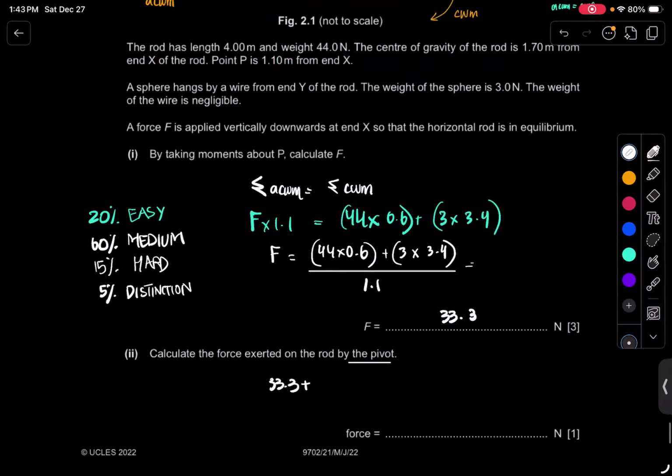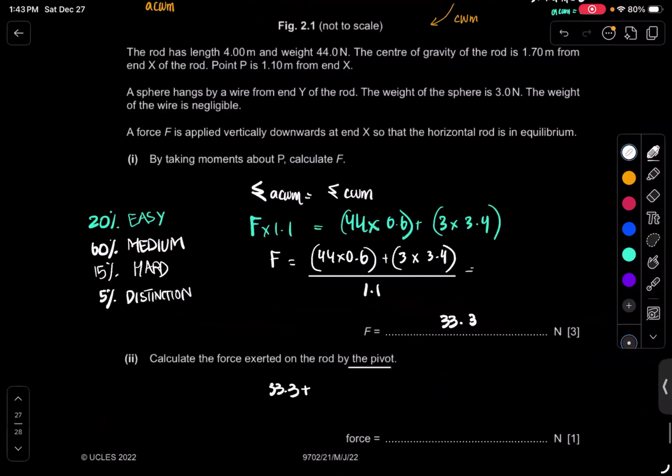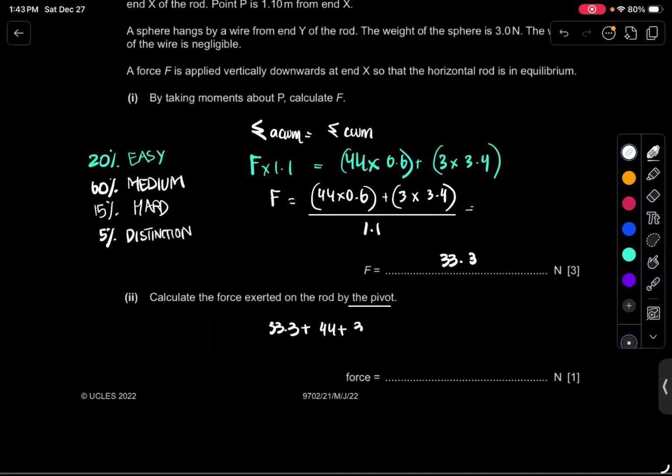Okay. So that means 33.3 plus 44 plus 3. So what does that turn out to? So 44 plus 33, that's what, 77? 44 plus 30, so that's roughly 80. Let's see what it is actually. Yep, it is, no, it is slightly higher. It is 81.3.